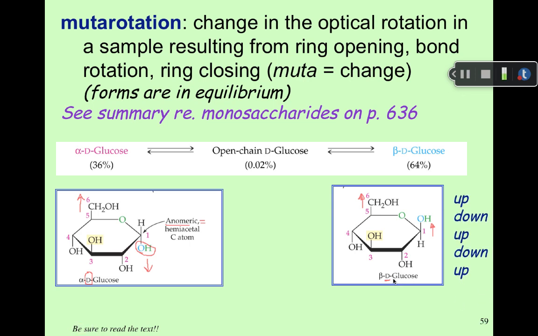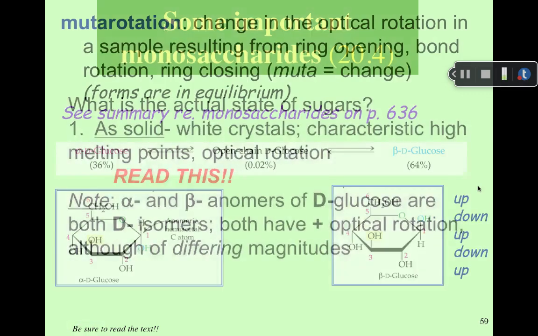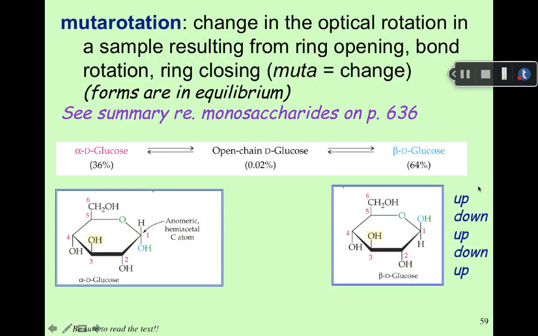Now, note the pattern for beta D-glucose. Beta D-glucose is the one that's very prevalent, so it's a really good one to notice, and it's one to which the others can be compared, and it makes them easier to recognize. With glucose, the pattern can be described as follows. If you start with carbon 6, the pattern is up, down, down, and up if you look at the OH groups on each of the carbons around the ring.